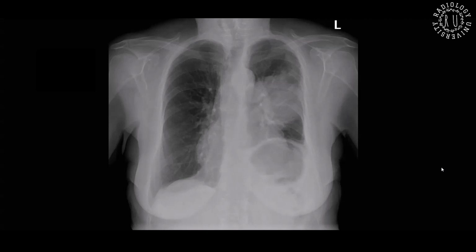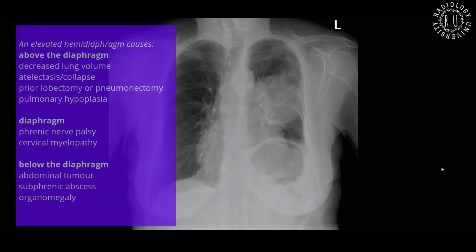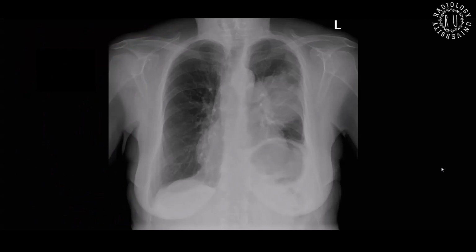hemidiaphragm to be elevated? Thinking about the involvement of the malignancy involving the phrenic nerve, causing the elevation of the left hemidiaphragm. So could you correlate with this finding? Yes. So there is a mass projected over the left mid-zone, probably involving the aortopulmonary window, with a suspected involvement of the left phrenic nerve, causing left phrenic nerve palsy, as evidenced by the elevation of the left hemidiaphragm.